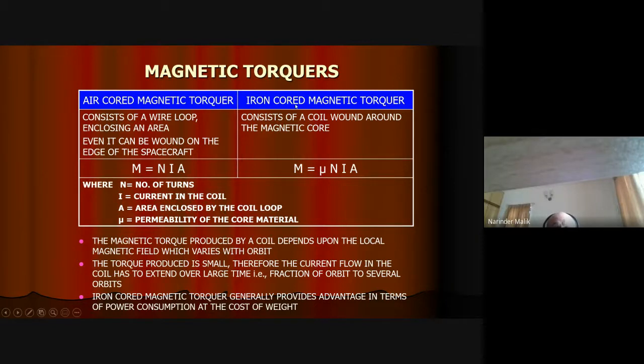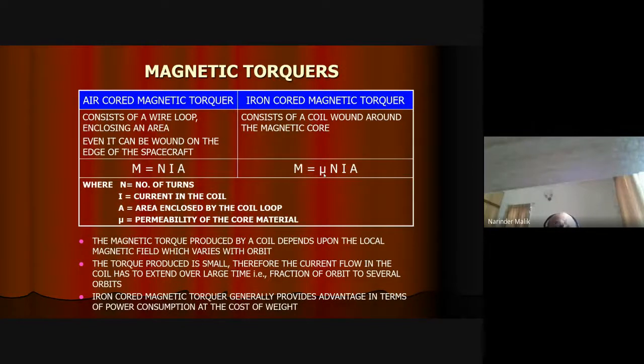When you use an iron core magnetic torquer, the permeability of the core comes into picture. Okay, so the magnetic dipole moment will be like this. So the magnetic torque produced by the coil depends upon the local magnetic field, of course. Okay, iron core magnetic torquer generally provides advantage in terms of power consumption at the cost of weight. That is one thing. Iron core is preferred because of power consumption, but the weight of the core also comes into picture. So that's why it becomes bulky.